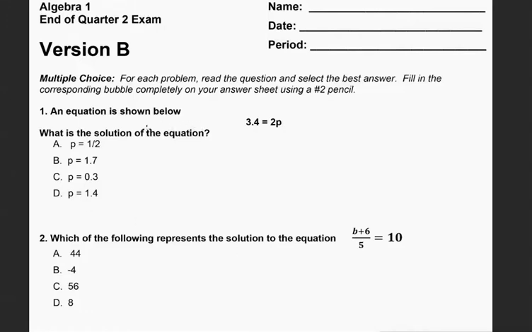Alright, this says an equation is shown below. What is the solution to the equation? I need to find the value of p. I know that 2p is equal to 3.4, so I can divide both sides by 2 to find out what 1p is equal to. 3.4 divided by 2 is 1.7. So our answer is p equals 1.7, which is B.